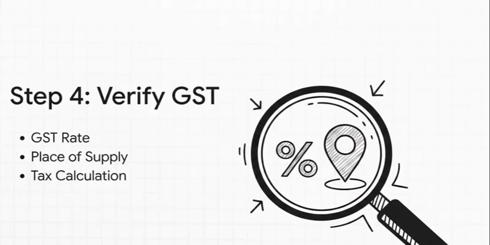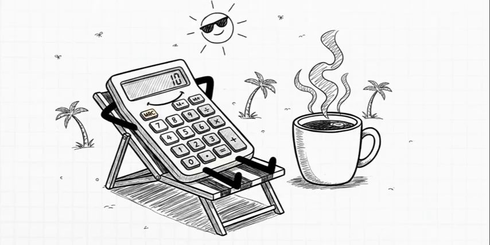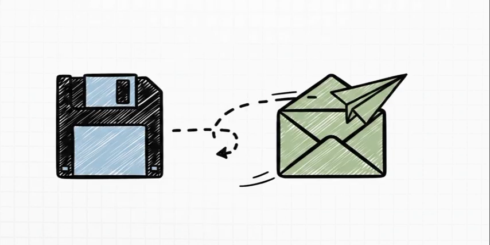Step 4, double-check those GST details. Verify the rate, place of supply, and the tax calculation. And here's the magic. Zoho automatically calculates GST, finally giving your calculator a well-deserved coffee break. Finally, step 5, click Save and Send. Boom! Your invoice is professionally delivered in under 2 minutes.